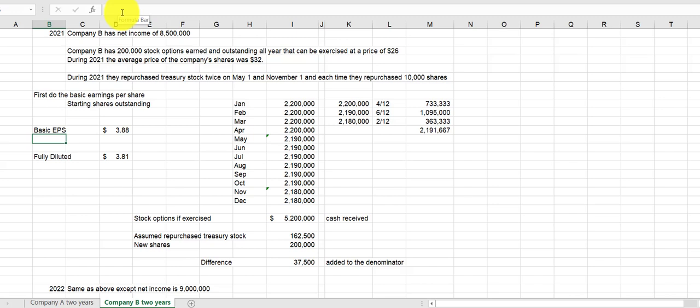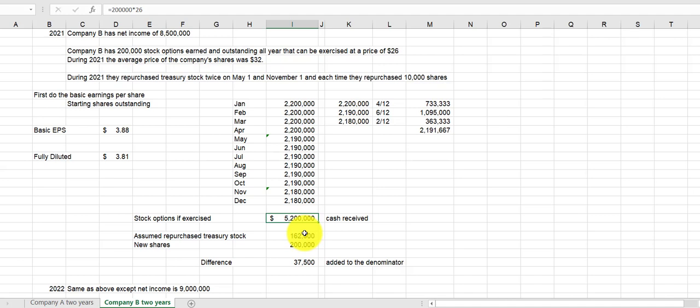All right. So now it's time to do fully diluted. We never try to do fully diluted until we've done basic. So, for stock options, we are going to pretend as if they have been exercised. If all of them are exercised, what's going to happen? All of those stock options, the employees that own them, are going to give us $26 to buy shares. So we're going to receive 200,000 times 26, $5.2 million in cash as a company.